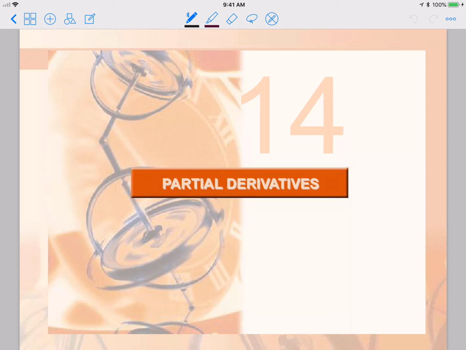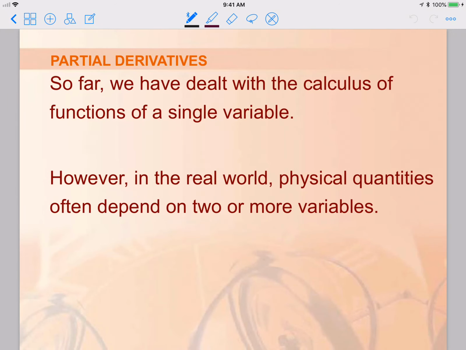Hello. So we are starting a new chapter, chapter 14, which is on partial derivatives. And partial derivatives are a special type of derivative. Okay? So, in order to learn about partial derivatives, we first need to learn about functions of several variables.